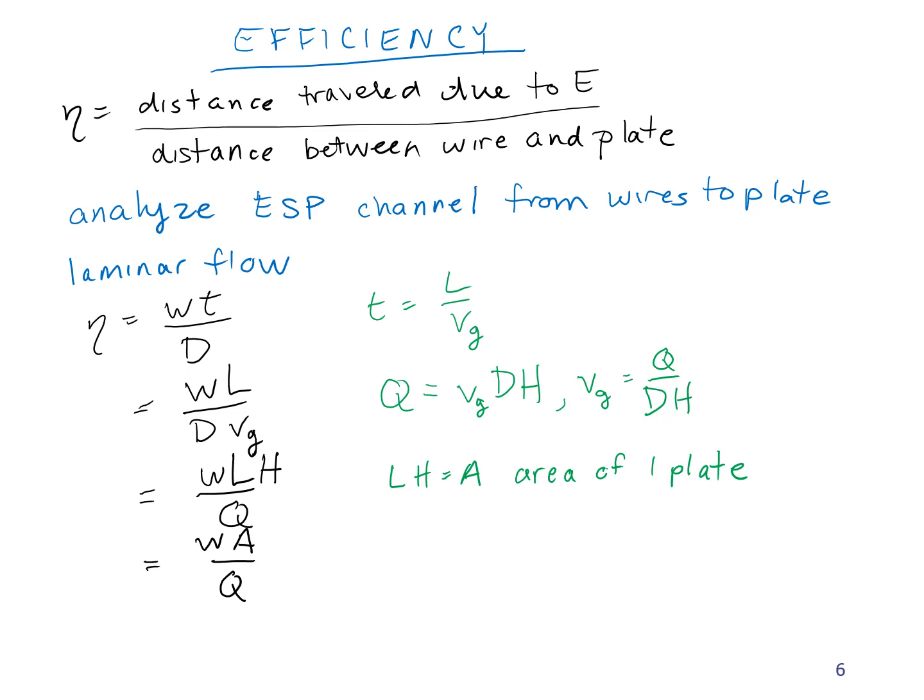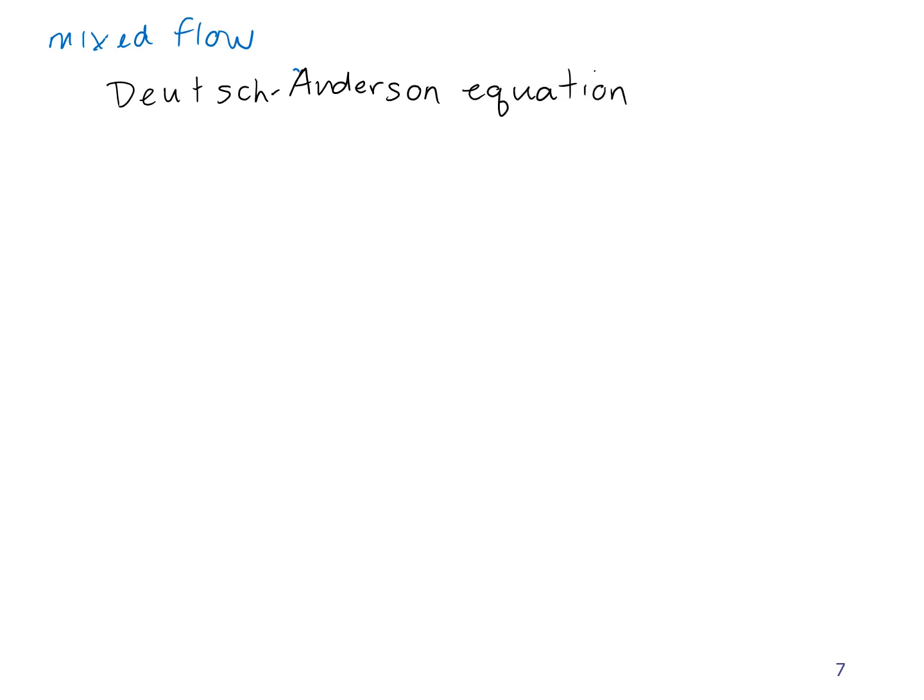That is for laminar flow, but what's more commonly used is an equation which assumes mixed flow. In that case, the equation uses this W times A over Q, and has a special name. It's called the Deutsch-Anderson equation. And it is that the efficiency is equal to 1 minus the exponential of negative, typically written as A times W over Q.